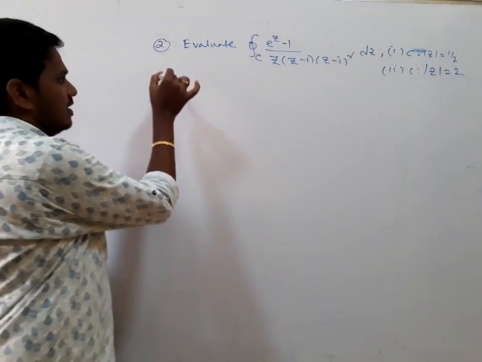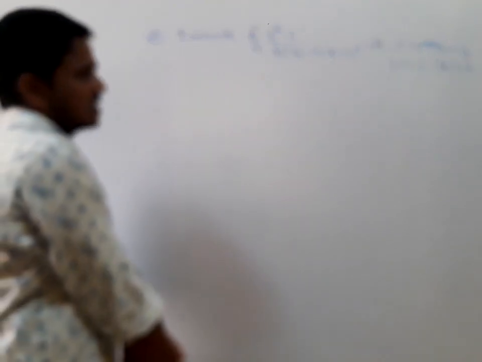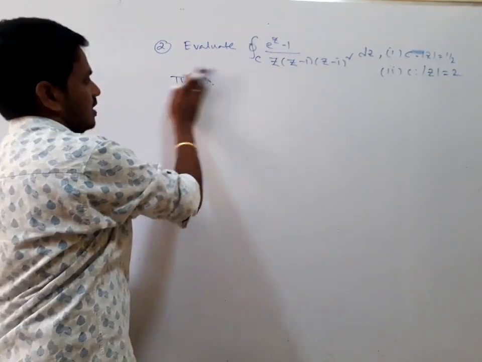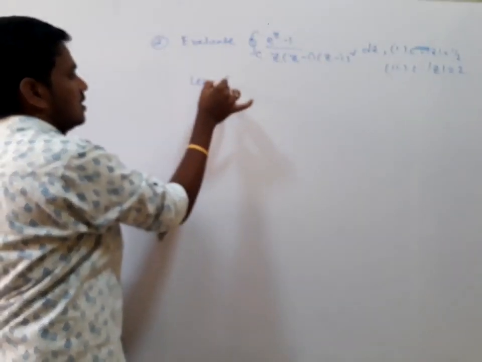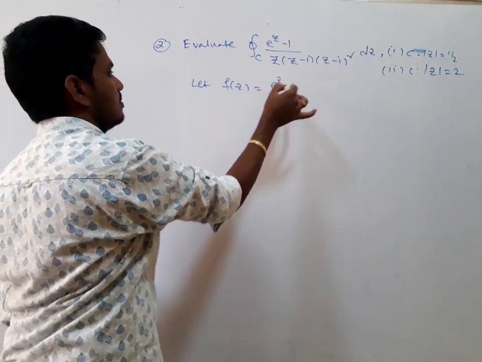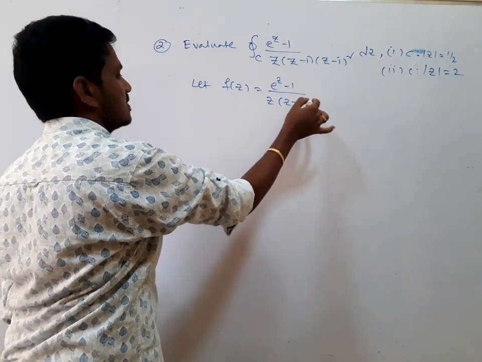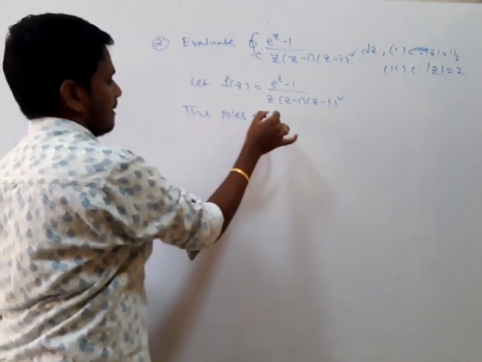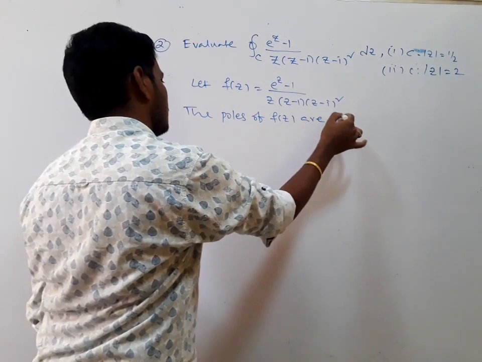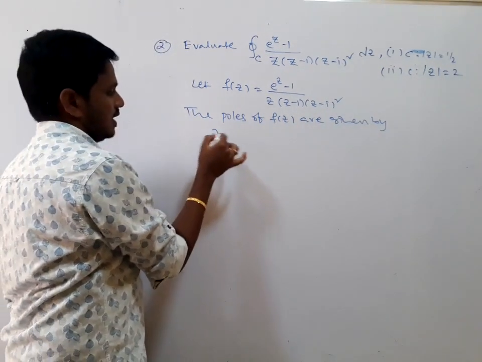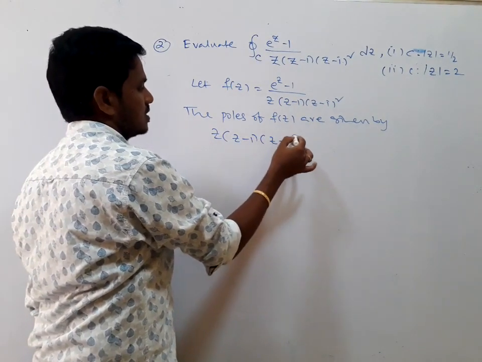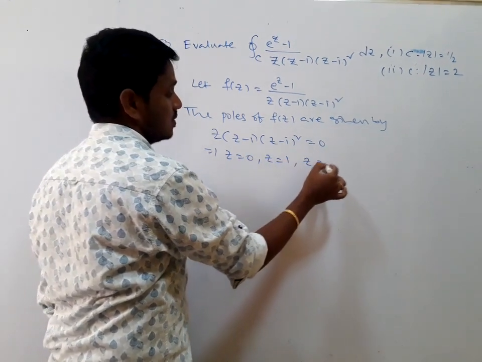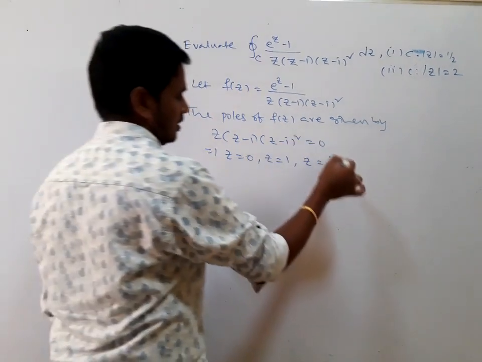First, we write the poles of f of z, writing the singularities directly. Let f of z equal e to the power z minus 1 divided by z into (z minus 1) into (z minus i) whole square. The poles of f of z are given by z(z minus 1)(z minus i) whole square equals 0. That implies z equals 0, z equals 1, z equals i, i, so it is of order 2.